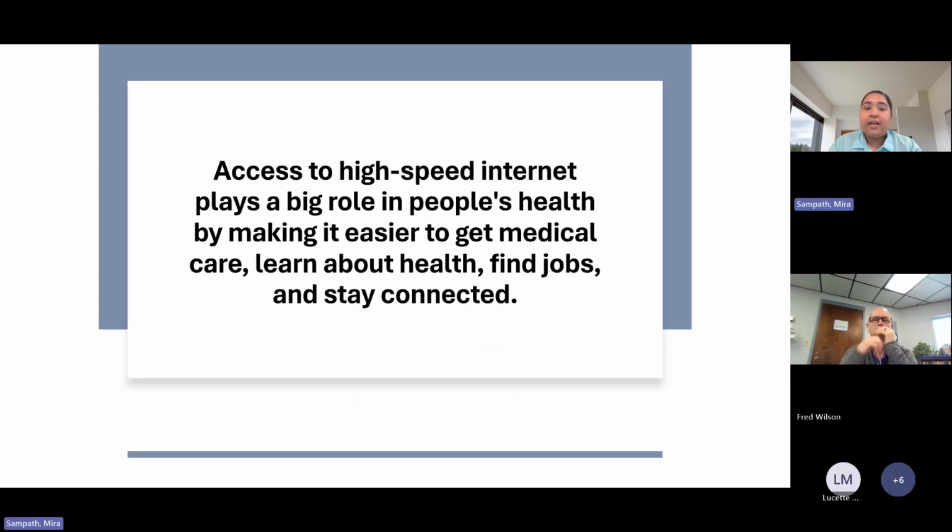So again, in summation, access to high-speed internet really plays a big role in people's health, whether that be by making it easier to get medical care, to learn about health, find jobs, or to stay connected.